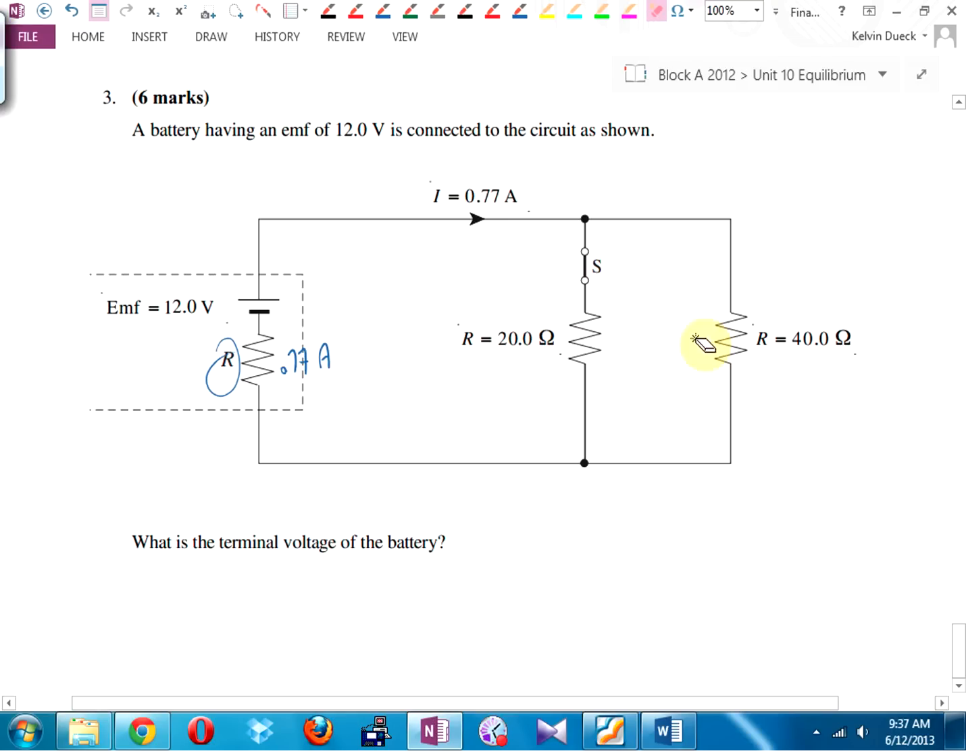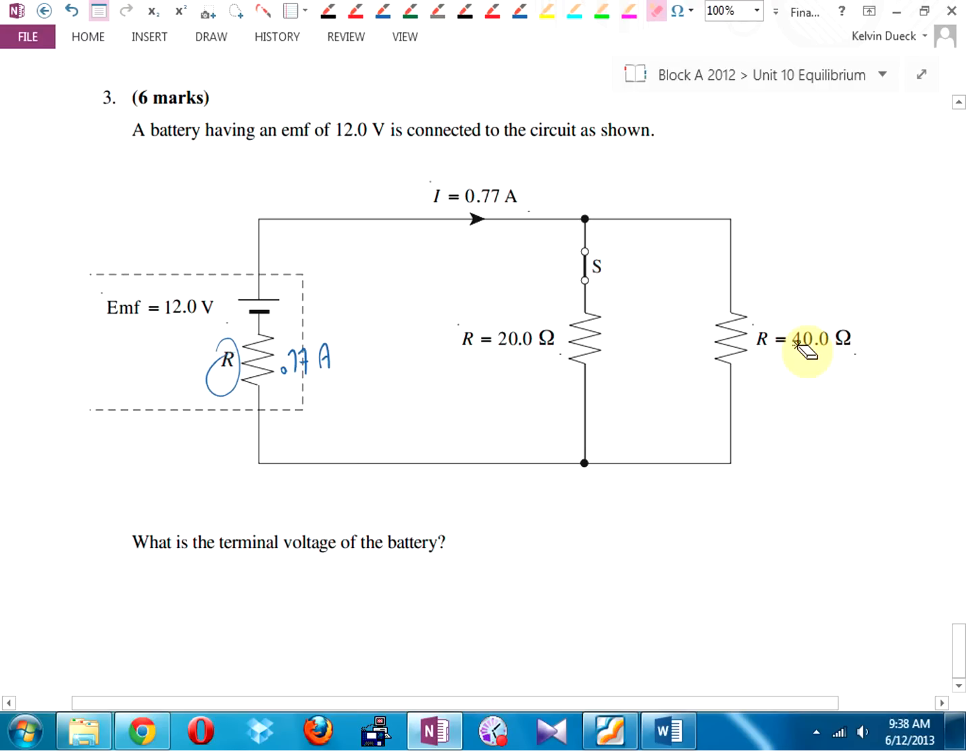Notice anything about these resistors? One's twice the size of the other. How's that help? First of all, if this was 20 ohms, then this would split up in half. It would go half there and half there. Or if both of these were 40 ohms, if both the resistors are identical, you can be sure that the current splits in two.